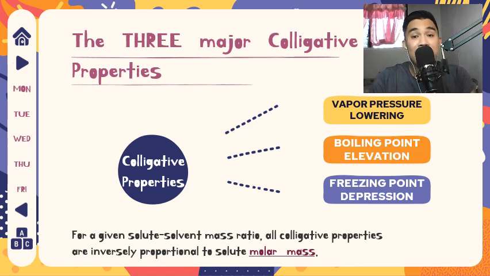There are three major colligative properties. First, we have the vapor pressure lowering. Second, we have the boiling point elevation. And the third one is the freezing point depression. And for a given solute-solvent mass ratio, all colligative properties are inversely proportional to solute molar mass. We will be discussing more of these colligative properties in the following slides.